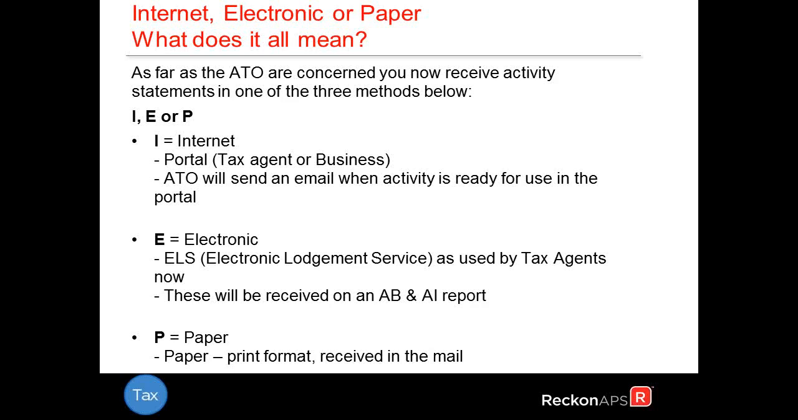E obviously is electronic, and that would incorporate ELS, which is the electronic lodgement system, used by tax agents for lodgements and requests. P is for paper, so that is the process that was in place up until the 30th of June 2014, where documents or activity statements are sent to you in a paper or print format.